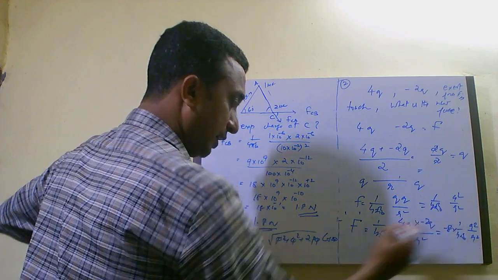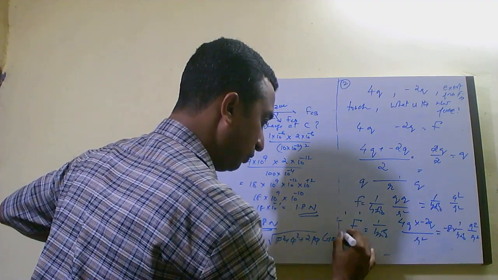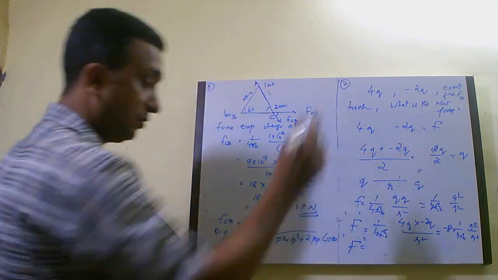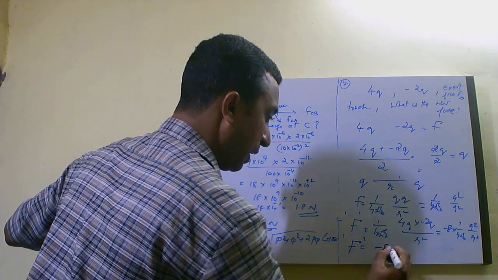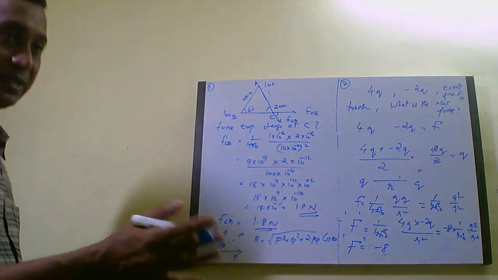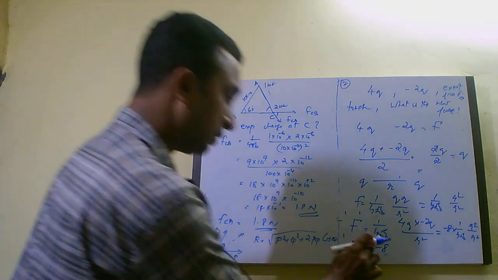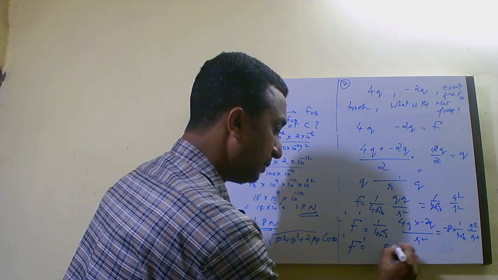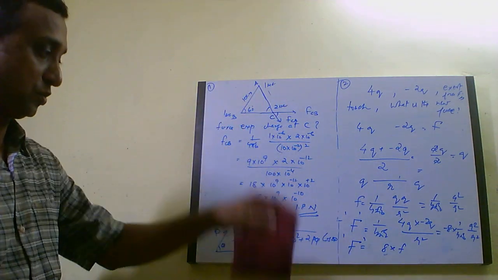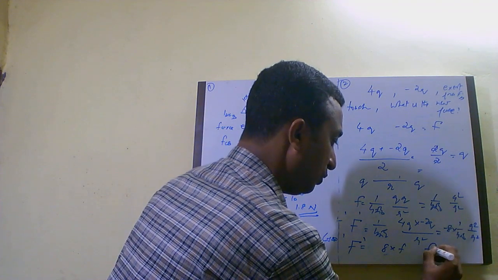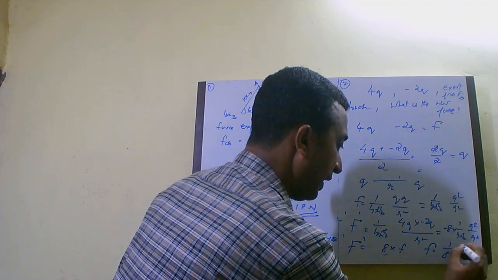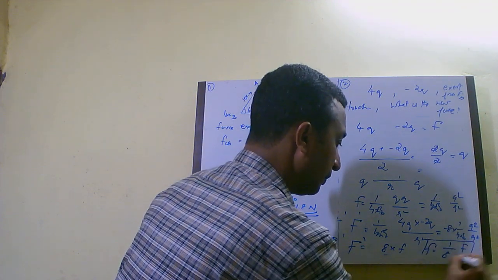So when you write it, the old force, the given force, was equal to minus 8. See, minus means it is an attractive force, so ignore the negative sign. 8 times the new force. So what is the new force? New force is equal to 1 by 8 times the old force.